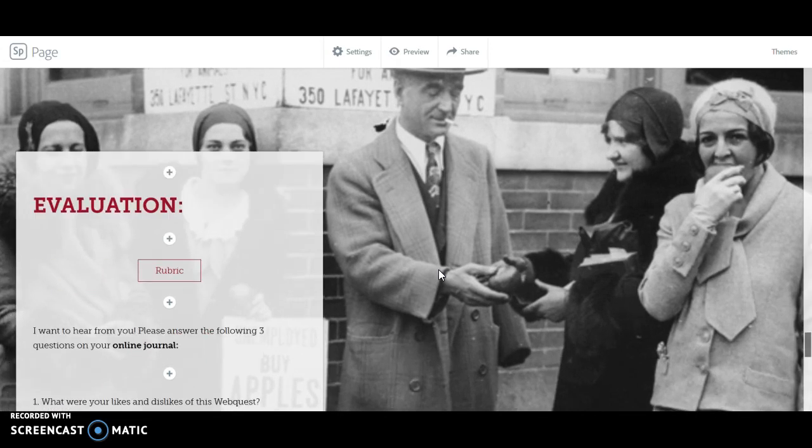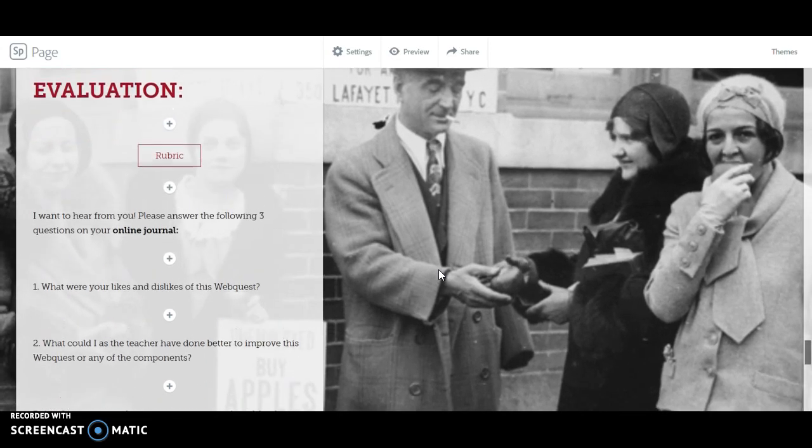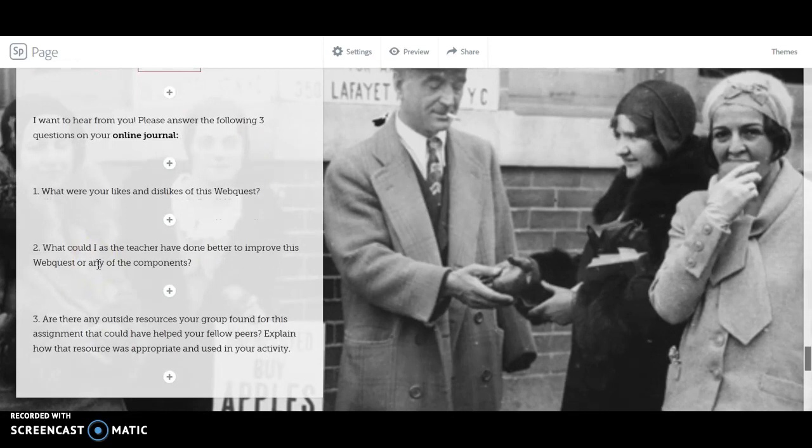And of course, the last and essential part is the evaluation, and here I included a rubric. If you click on this, it'll take you to that rubric. And then with the evaluation process, it's important to have your students give you a little feedback for future assignments. And so in their online journal, I wanted them to answer these 3 questions.